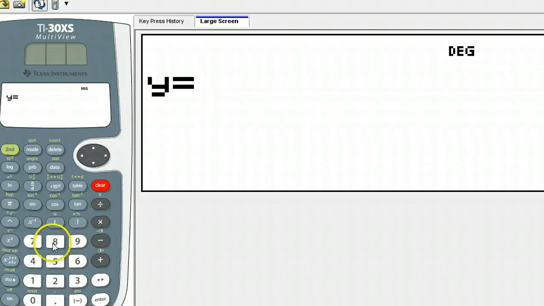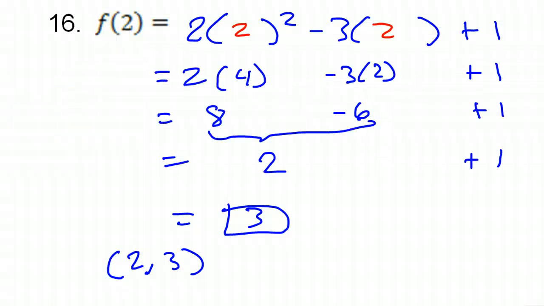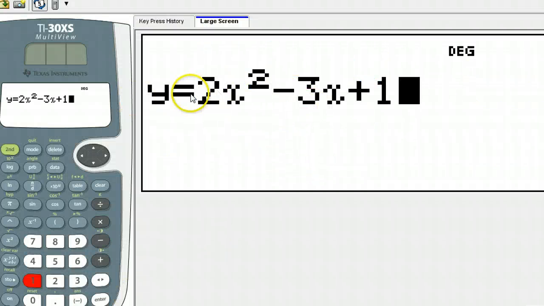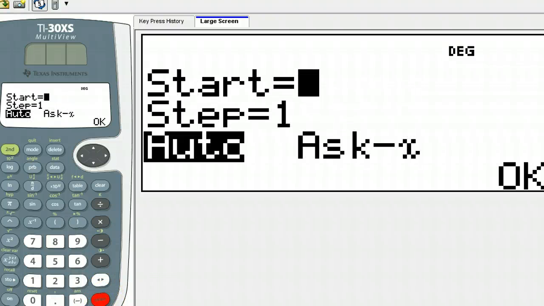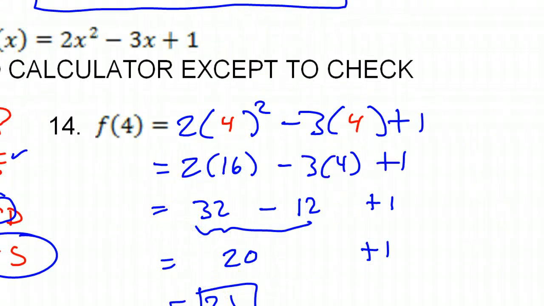All right, let me just double check: 2x squared minus 3x plus 1. Okay, so put this in your table, use your table feature. Okay, we hit enter. And then, so for example, problem number 13 started at 0. So right now, where it says start, we'll just make that a 0. Hit enter like 4 times. Okay, so f of 0 is 1. Okay, so there's the 1 that we got.